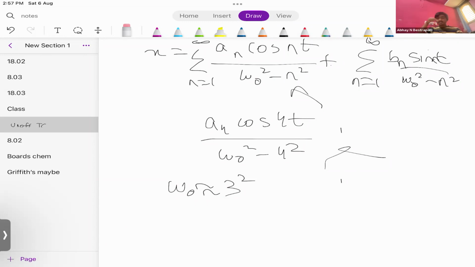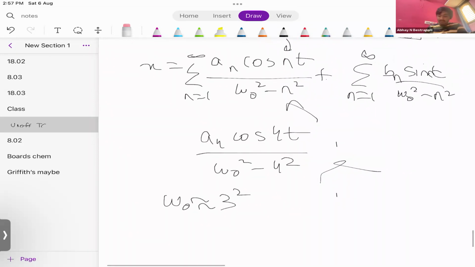Like the amplitude of that specific oscillation. So in this case, 3 or 9 will have higher amplitude, right? That will dominate the rest of the terms. Okay, do you people understand that?